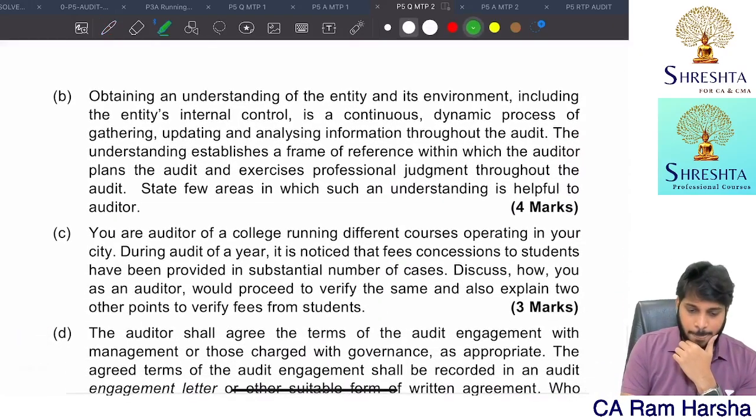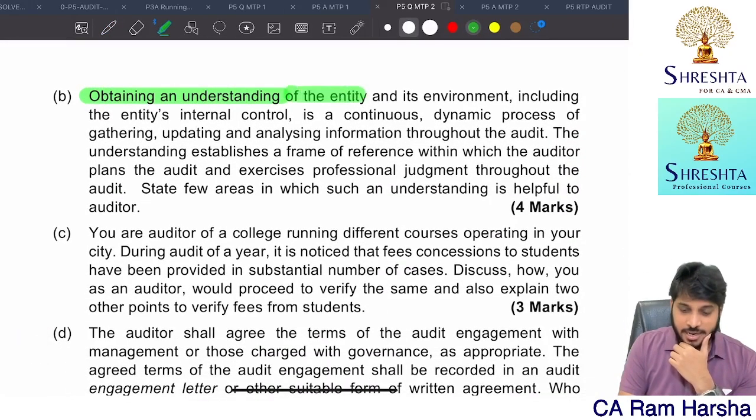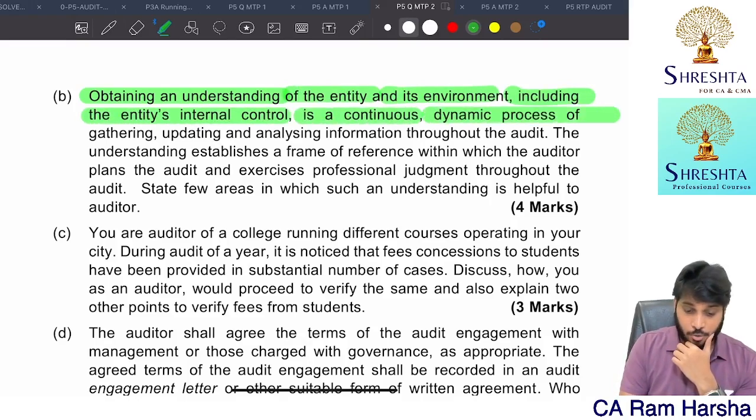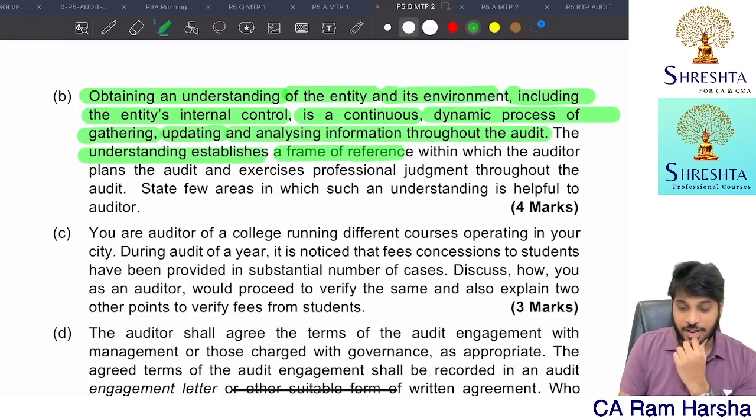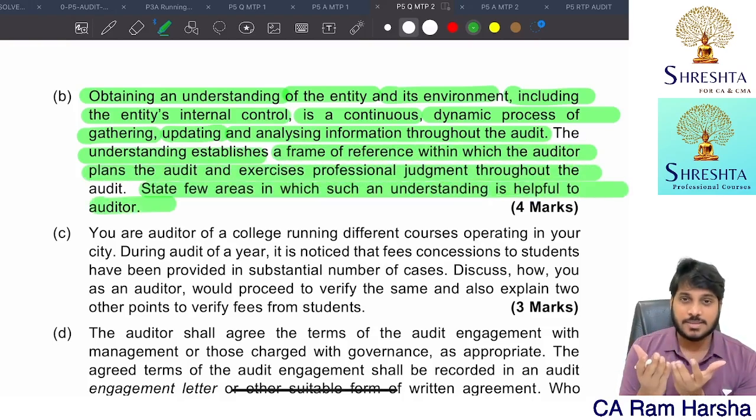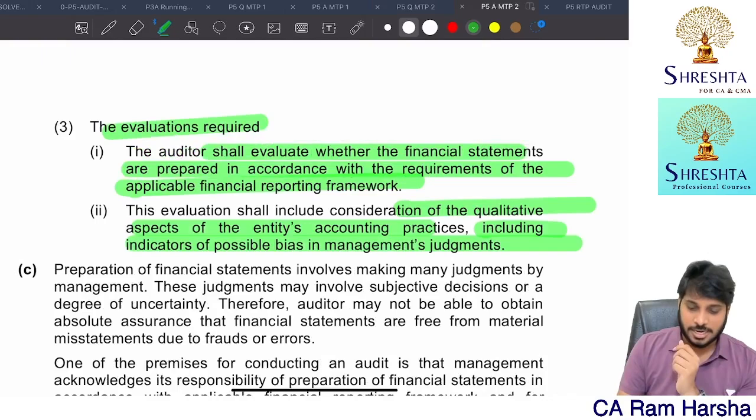Next, obtaining an understanding of the entity and its environment, including the entity's internal control, is a continuous dynamic process of gathering, updating, and analyzing information. Of course, it's a continuous process. The understanding establishes a frame of reference within which the auditor plans the audit and exercises professional judgment. State areas in which such an understanding is helpful. Risk assessment is a continuous process. Getting it? So that question only they're asking. Risk assessment chapter straight away.